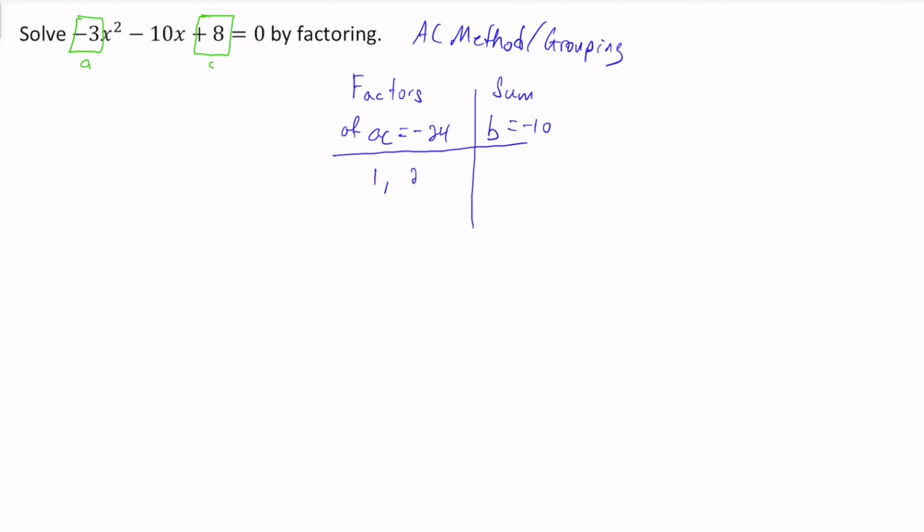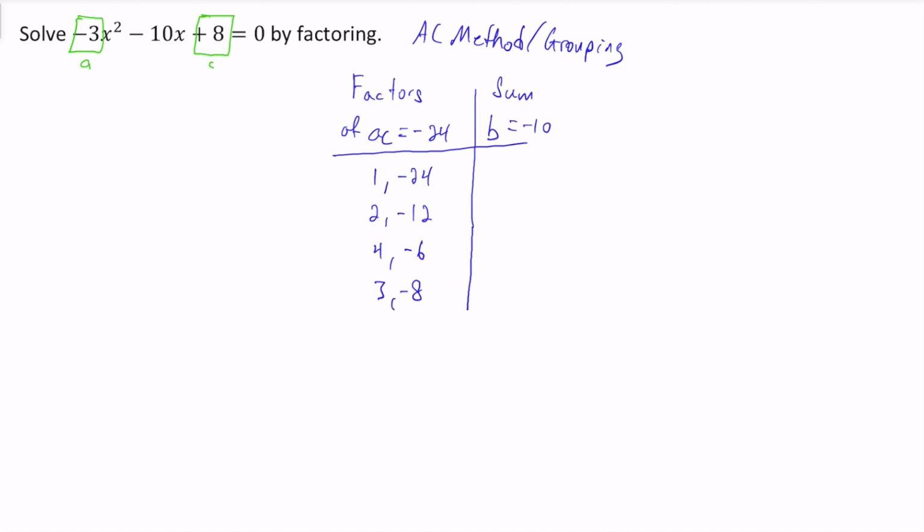We have 1 times 24. We have 2 times 12. 4 times 6. And 3 times 8. Now, because our middle term is negative, we'd like the larger factor to be negative. So negative 24, negative 12, negative 6, and negative 8. So let's now check the sum of each of these factors.